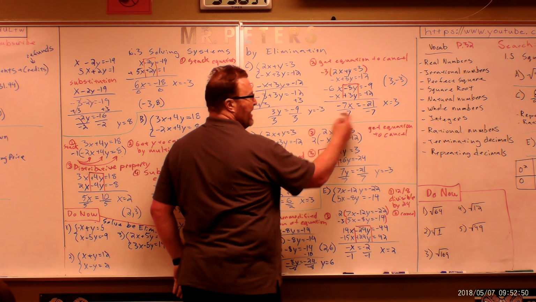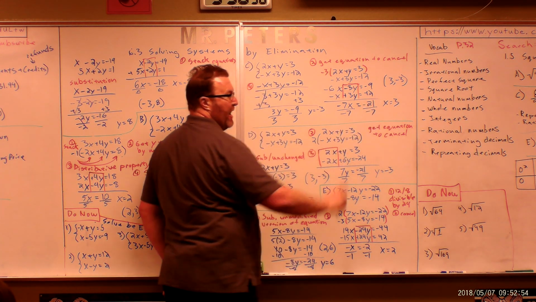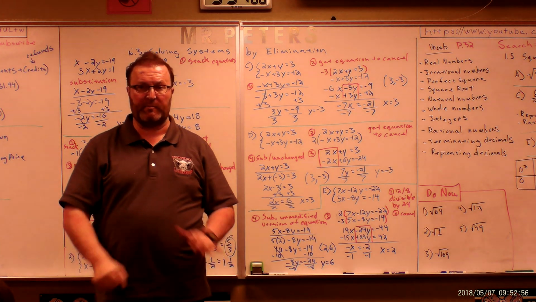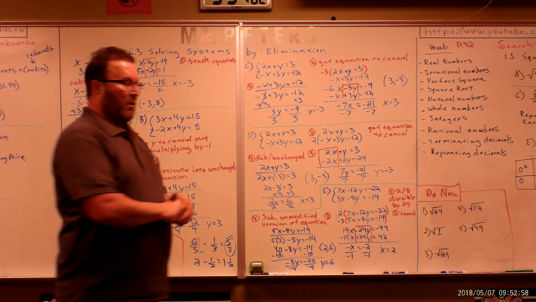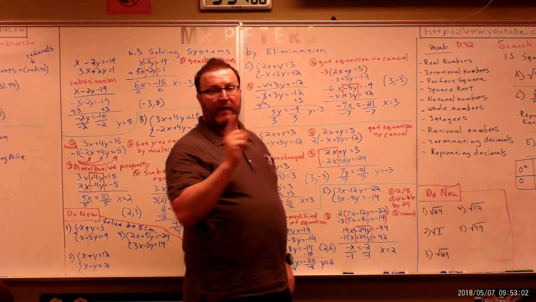Then we're going to divide both sides by negative 7. 21 divided by 7, positive 3. We have our x, right? Okay, let me see thumbs up or down. Okay, good. Okay, once we have our x, this is what you have to remember.